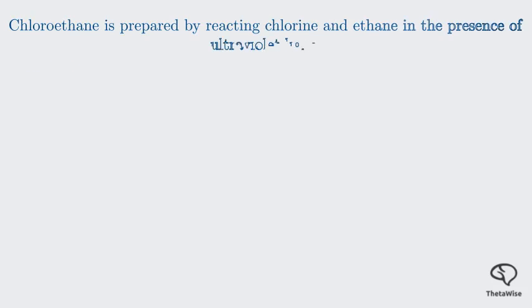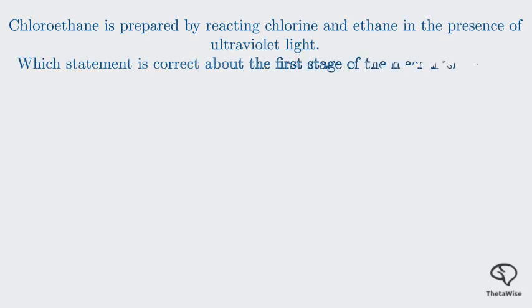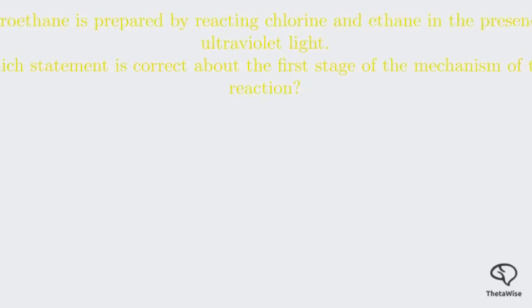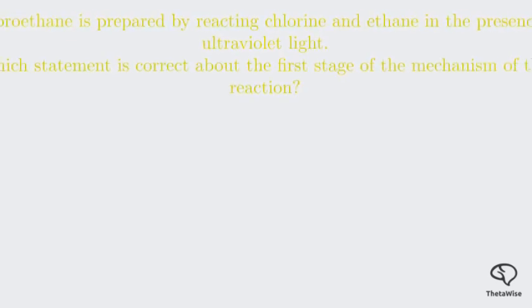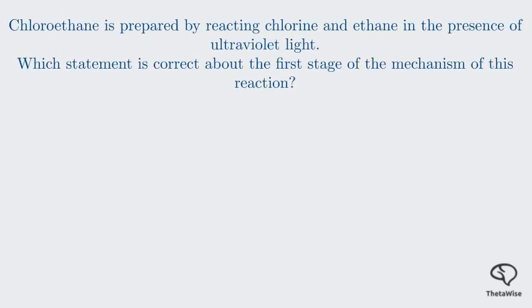Let's test our understanding with a past paper question on this mechanism. The objective is to identify the correct description of the initiation step. The question asks which statement is correct about the first stage of the mechanism, which is the initiation stage. It's asking about the reaction of chlorine and ethane. The mechanism for ethane is identical in principle to methane. Let's look at the options.